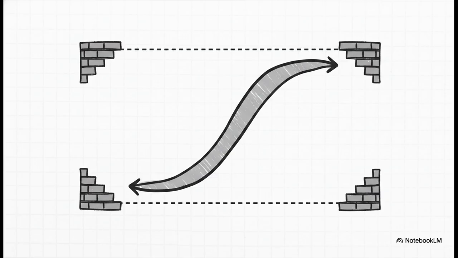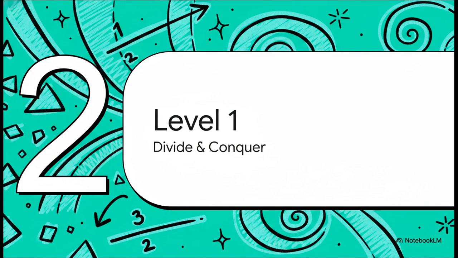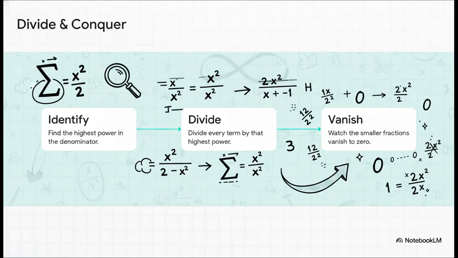How cool is that? Moving right along to section 2. Level 1. The divide and conquer strategy. Okay, the rule to defeat these tricky rational functions is actually pretty simple. Step 1, you identify the absolute highest power in the denominator, something like x squared. Step 2, you ruthlessly divide every single term in both the numerator and the denominator by that x squared. And step 3 is where the magic really happens.